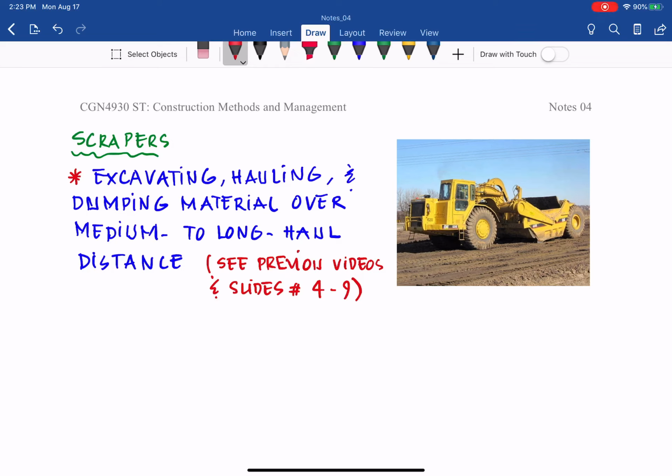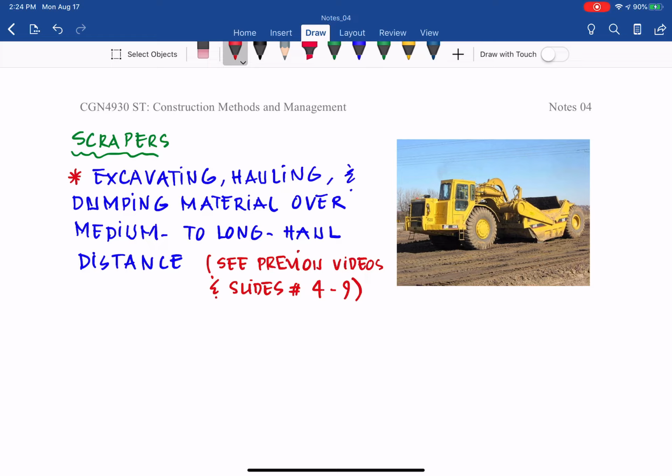The previous video showed you the application and the operational management of the scrapers. For this one, we focus on how to estimate the production of scrapers. Like I said in the previous video, the scraper is used to excavate, haul, and dump material over a medium to long haul distance. And we have different types of scrapers, as you saw in the previous video.